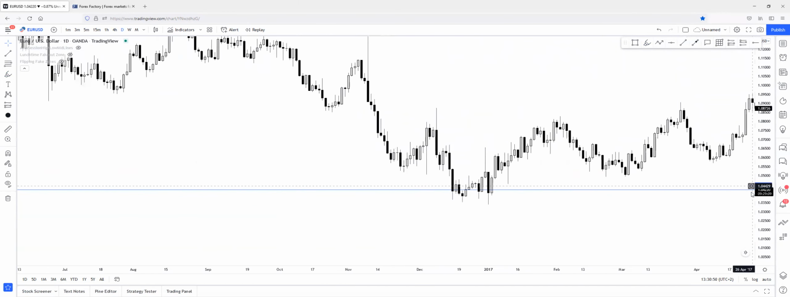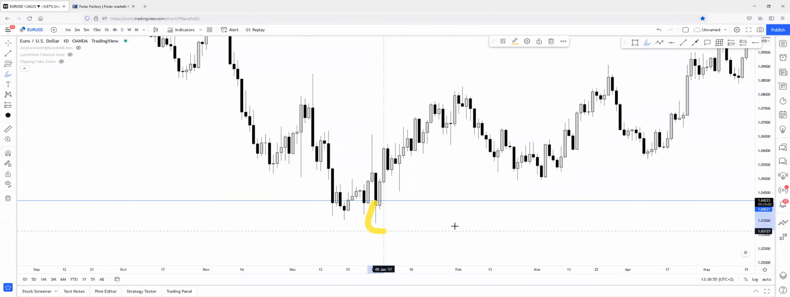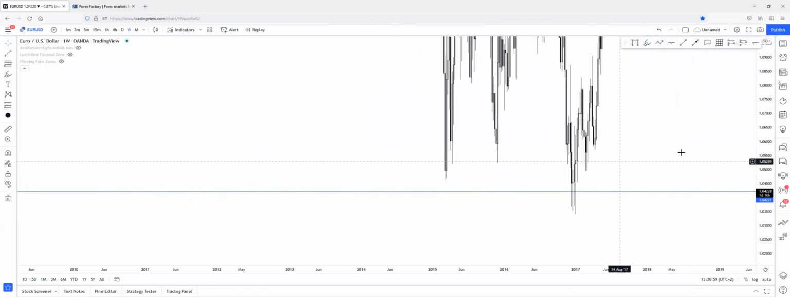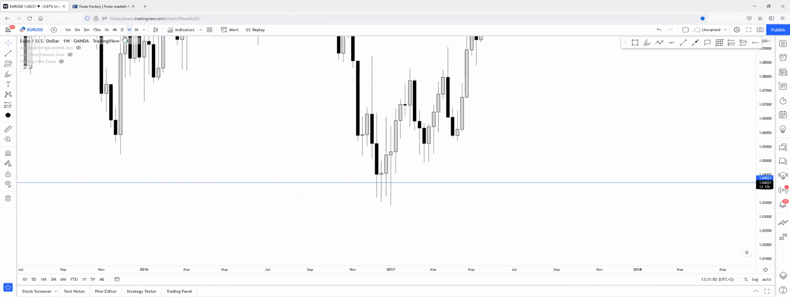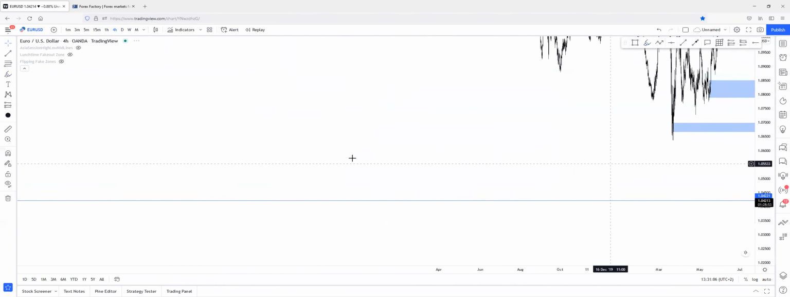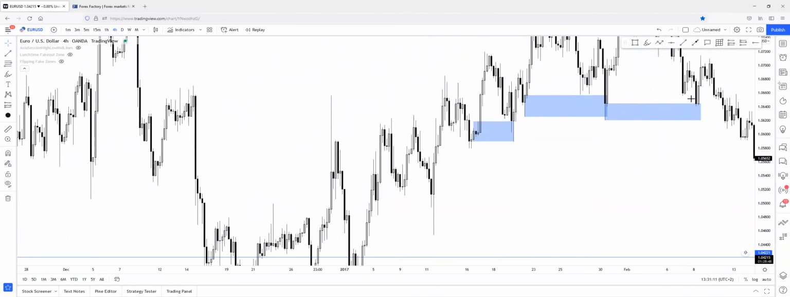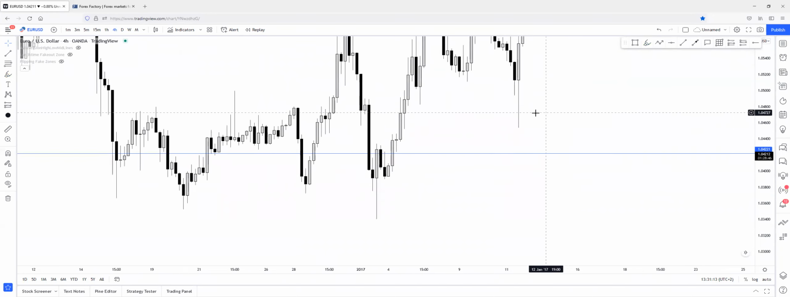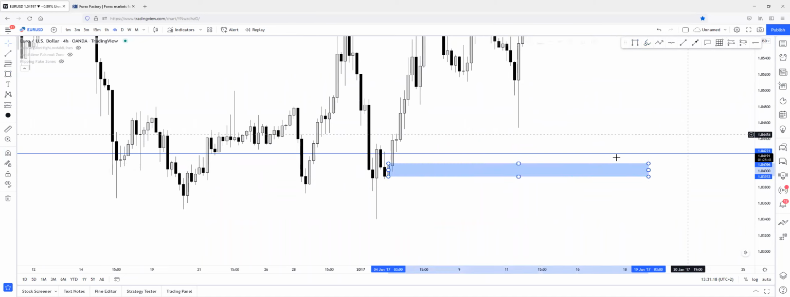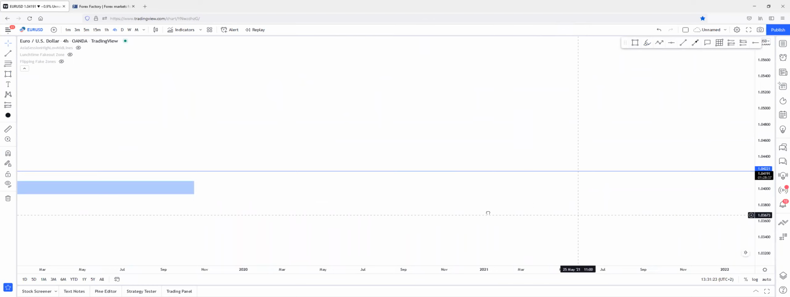So price is reacting on a demand zone somewhere around here. Maybe there's a clean 4-hour demand zone, a clear weekly demand zone. Let me just check the weekly chart. No, on the weekly there isn't, on the daily there isn't, maybe on a 4-hour. The 4-hour is there. Okay, let me just check it. Yeah, there's a clean 4-hour demand zone. Maybe this one. Let me just extend this zone. Bear with me, please.